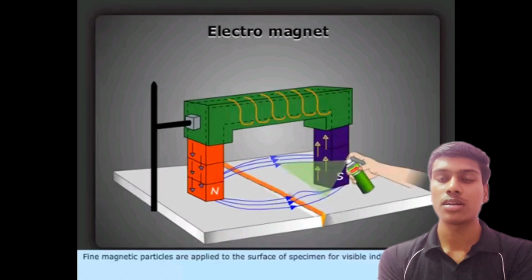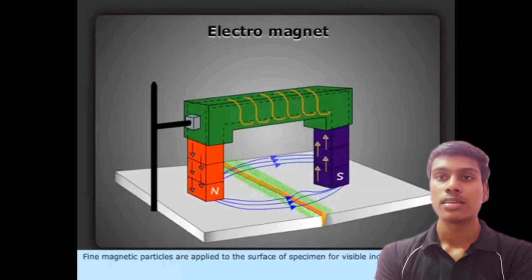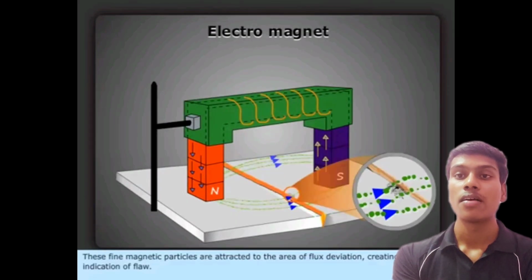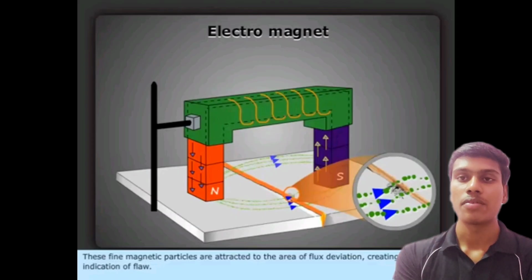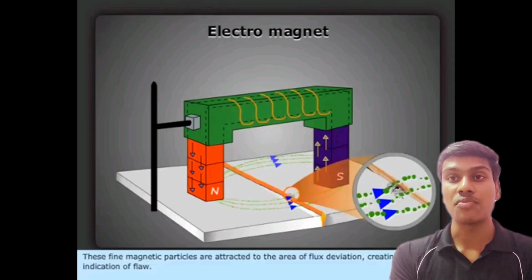So after spraying the fine magnetic particles, with the help of the magnetic field which is produced due to the current flowing in the coil, more fine magnetic particles will assemble near the flaw or the defect which is on the weld. After some time, we can see with our naked eye that more fine magnetic particles are assembled in one space. If there is no defect, there will be no assembly of fine particles.